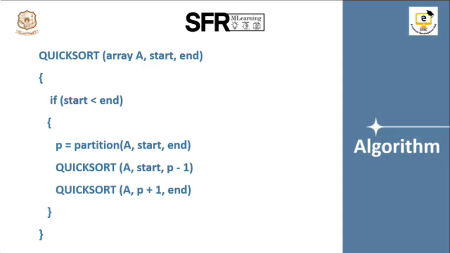So, this is the algorithm of Quick Sort. In Quick Sort, first taking the array A and the starting element and ending element. First check the condition if the starting element is less than the ending element. As the partition process is done recursively, it keeps on putting the pivot in its actual position in the sorted array. Repeatedly putting pivots in their actual position makes the array sorted.